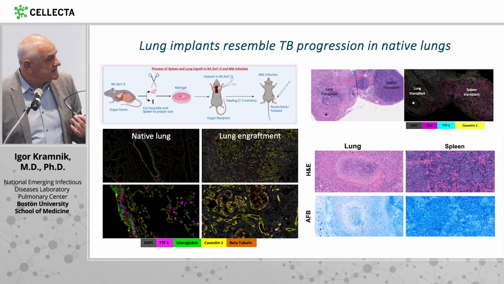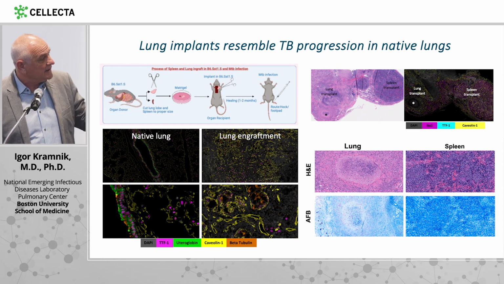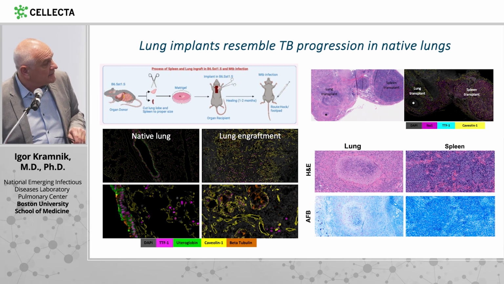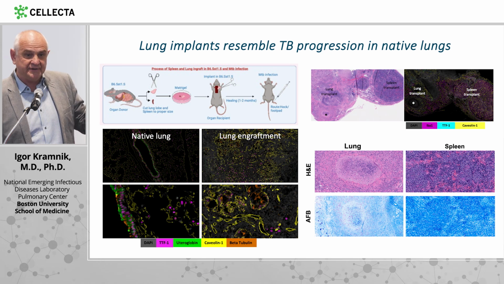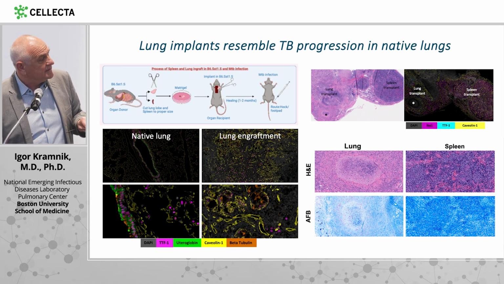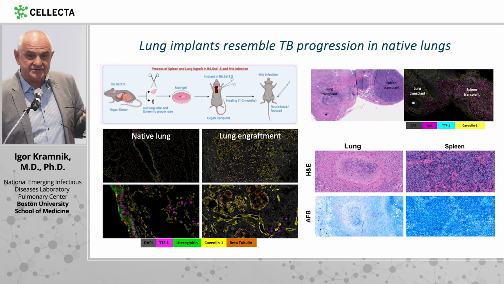So here we did an experiment where we implanted lung under the skin of mice and infected them systemically. And after several months, we see that tuberculosis granulomas developed only in the lung implant and formed typical necrotic granuloma with fibrosis and bacteria here. And the spleen implant that was put next to the lung did not develop any visible tuberculosis lesions. So the answer is it's not oxygen, but it's the lung microenvironment that permits progression of tuberculosis in the lung.